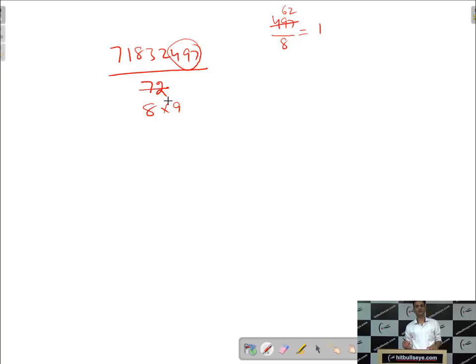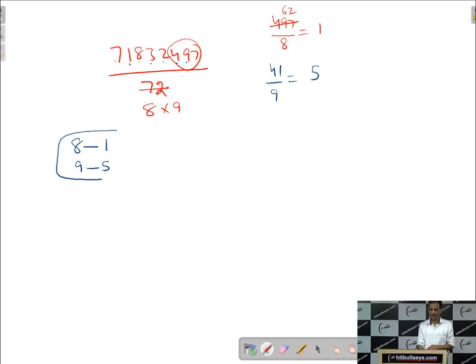And what is the check of 9, students? Like in the case of 3, where the sum of digits should be divisible by 3, the same is the case here. The sum of the digits should be divisible by 9. So what is the sum of digits, students? 7 plus 1 is 8, 8 16, 3 19, 2 21, 4 25, 9 34 plus 7 is 41. 41 when divided by 9, remainder will be 5. So now the question is converted. We have to find a least number which when divided by 8 gives remainder 1, and when divided by 9 gives 5.